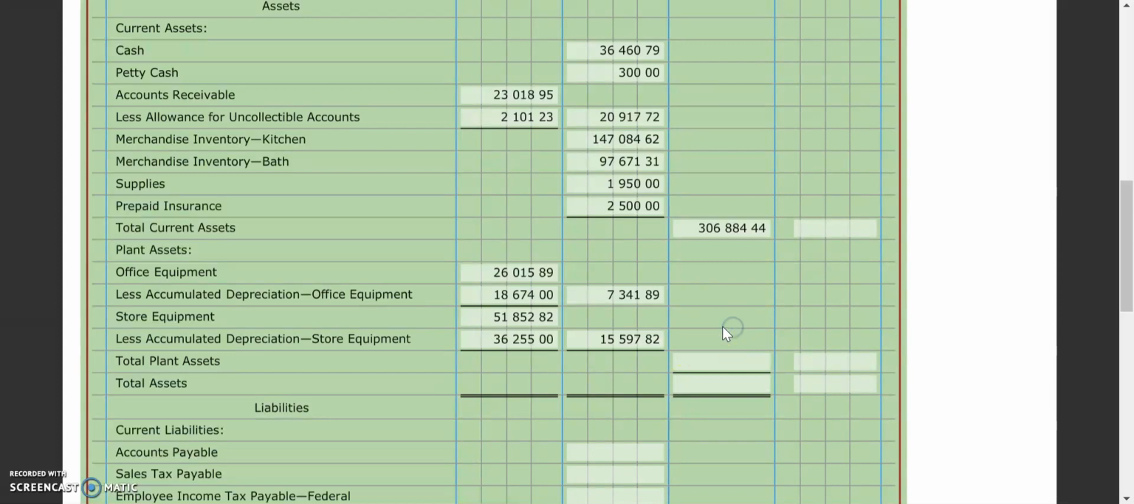And then those two book values of our plant assets are going to be our total for our plant assets. So we're going to add those two together. We end up with $22,939.71. The total of our current assets and our plant assets added together is going to be our total assets in our balance sheet. So we have $329,824.15.